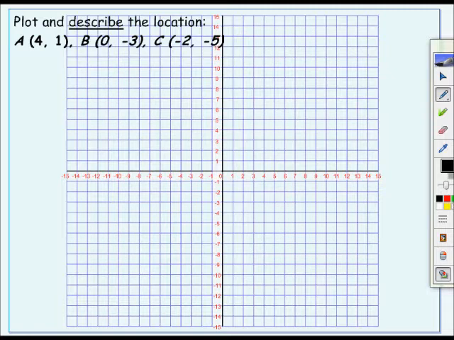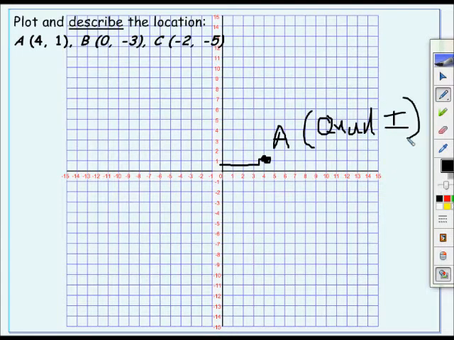A is at 4, 1. Again, left or right first, it's positive, so I'm going to go over 4, and I'm going to go up 1. There is my first point, and I'm going to label it A. To describe its location, that would be in quadrant 1. That's very sloppy, I apologize.